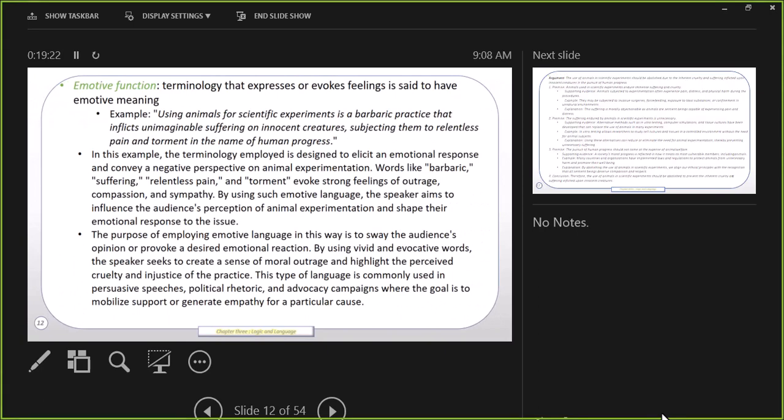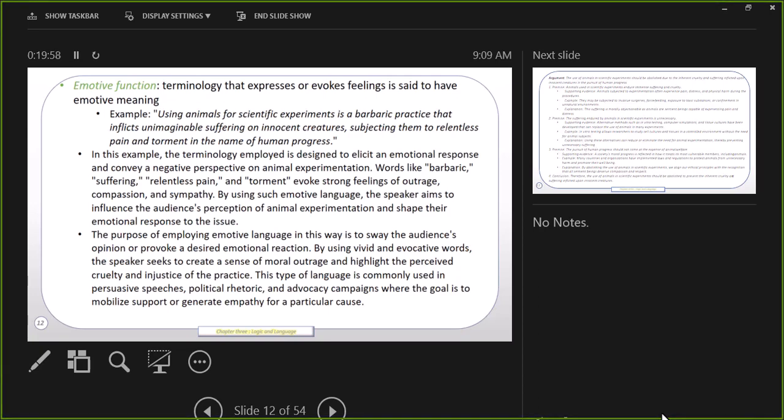Whereas, look at the second example, using animals for scientific experiment. Read the example. Using animals for scientific experiment is a barbaric practice that inflicts suffering on creatures. Can you identify emotively charged terms in this passage?